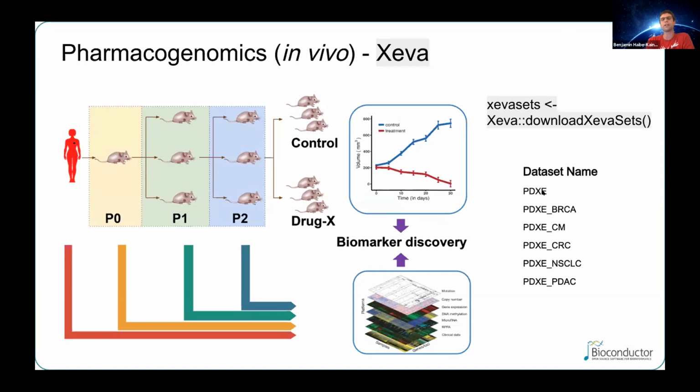So we've developed a container called Xevaset, which is basically the equivalent of a pharmacoset for those in vivo pharmacogenomics data. And we have one big data set called the PDX Encyclopedia from Novartis, but we also generated smaller Xevasets for each cancer type if you want to analyze those data separately. And we're in the process of including more data sets as well, but this is by far the biggest. Next.